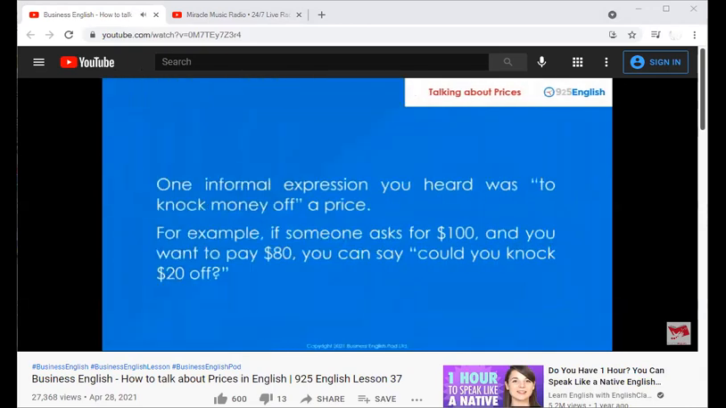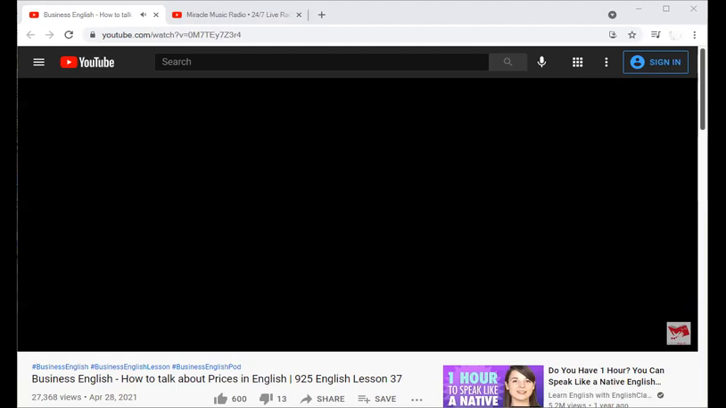One informal expression you heard was to knock money off a price. For example, if someone asks for $100 and you want to pay 80, you can say, "Could you knock $20 off?" All right, we've practiced different ways of talking about costs, but how does this sound in a conversation? Let's listen to a short dialogue between Matt and Liz. Matt is trying to buy a machine from Liz.